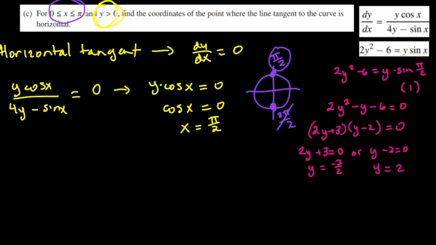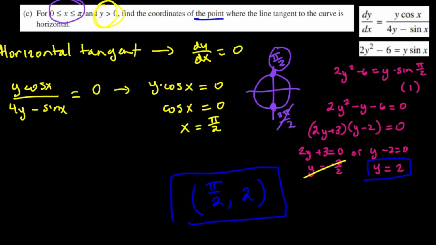But they told us in the question prompt that y has to be greater than 0. And that means that we're going to dismiss that choice because y has to be positive and negative 3 halves is negative. So we have y equals 2. The question was asking to find the coordinates of the point. So they were suggesting that there is only one point where the tangent line to the curve is horizontal. So we found the x value is pi over 2 and the y value is 2. So that's the ordered pair where the tangent line is horizontal.